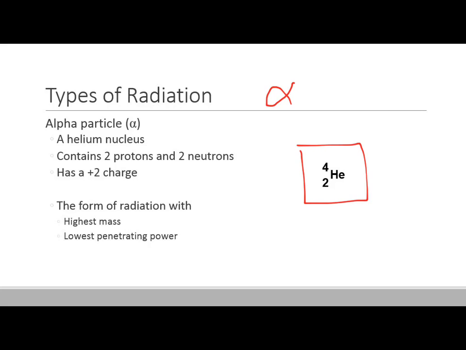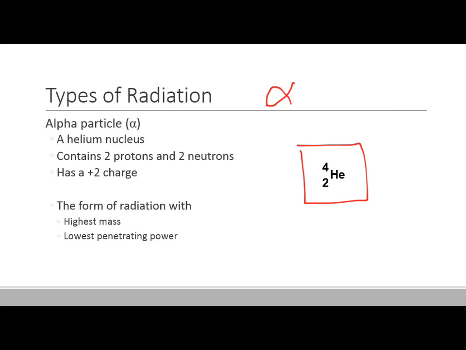This is a lot like an alpha particle, a big old massive particle with a huge mass. It's the highest mass of all the different types of radiation, but it has the lowest penetrating power. It can't get very far because it's so large. In fact, a few sheets of paper or a couple of inches of air will actually block alpha particles.